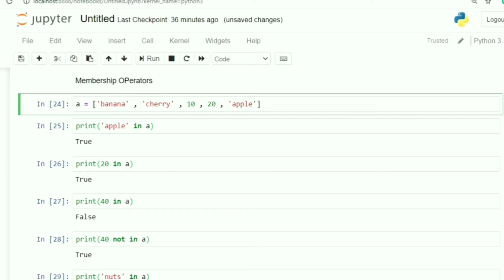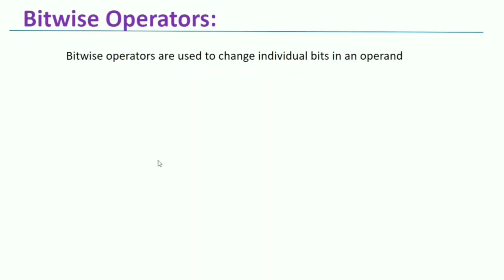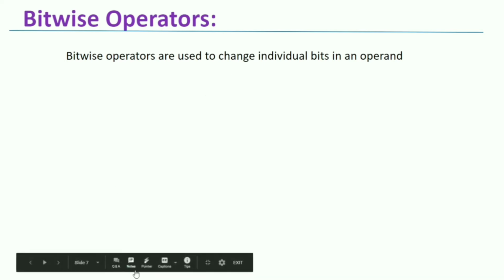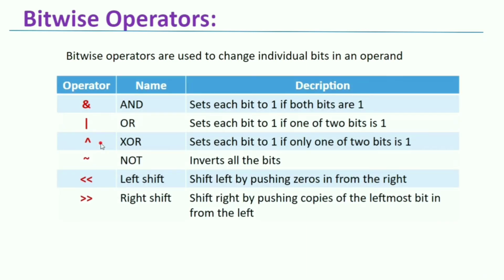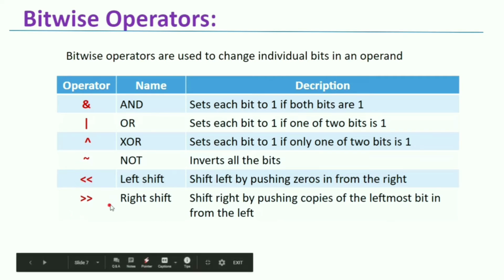Let me go back to the presentation. The next operators are the bitwise operators, and these are very useful operators in Python programming, used to change the individual bits in the operands. As the name itself suggests, bitwise operators concentrate on bits. The operation we perform on the operands is done based on the bits. These are the bitwise operators Python supports: bitwise AND, bitwise OR, bitwise XOR, bitwise NOT, bitwise left shift, and bitwise right shift. Each and every operator we are going to discuss in detail.